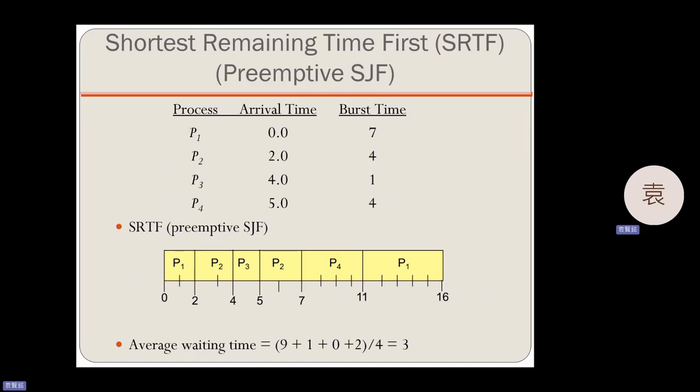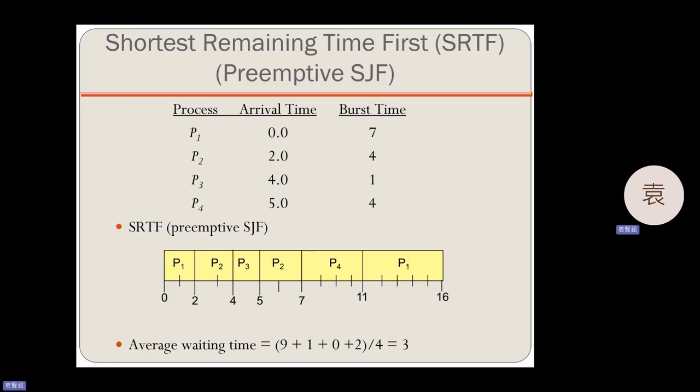For P3, the arrival time is 4 and the finish time is 5. So the turnaround time is 1, and the burst time is 1. So there's no waiting time for P3, so it's 0. For P4, the arrival time is 5 and the finish time is 11. So the turnaround time for P4 is 11 minus 5, which is 6, and the burst time is 4. So 6 minus 4, the waiting time is 2. So the total waiting time is 9 plus 1 plus 0 plus 2, divided by 4. So the average waiting time will be 3.